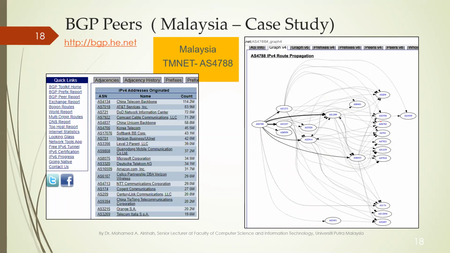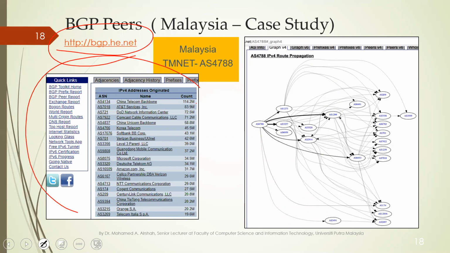Here for BGP peers, from the Malaysia case study, we have this website here. You can go through and you can see all of this information. You can find this and so on. This is only for your information. It's nothing to do with the exam.